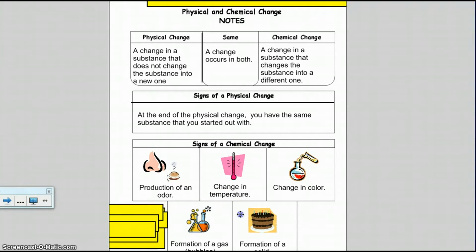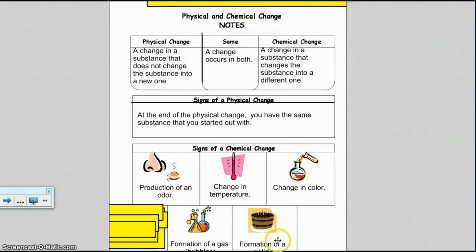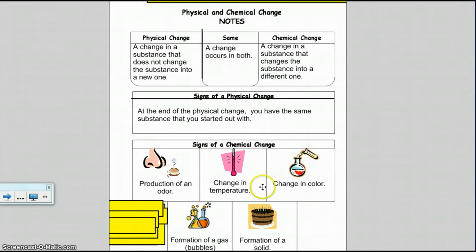Formation of a solid. I know you can't see that down there, but that's formation of a solid. Okay, there you go. Now you can see it. This would be like a cake baking. Okay, a solid is being made. This is not a change in state of matter. This would not be like liquid to solid, because you still have water. That's not a chemical change. Formation of solid, you think like something new is being made, and it's turned more solid. Okay, moving on.